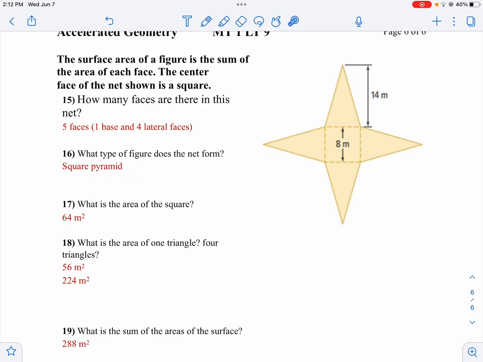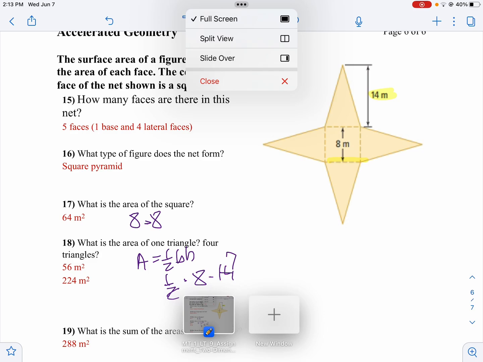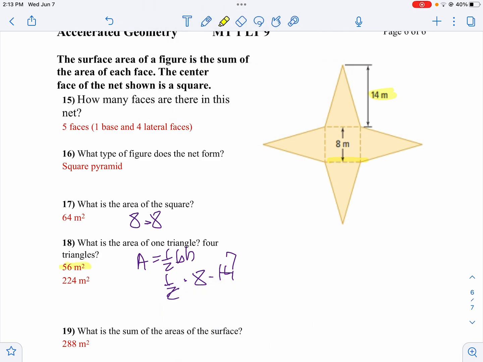To find the area of the square, each side is 8, so I go 8 times 8, and that will give me 64 square meters. To find the area of one of my triangles, the area of a triangle is 1/2 times base times height. Well, in this case, my base is 8, you can label that there, and my height is 14. So it's 1/2 times 8 times 14. I can simplify that a little bit. 2 goes into 14 7 times. 7 times 8 will give me 56 square meters.